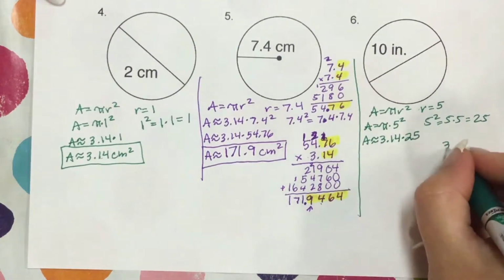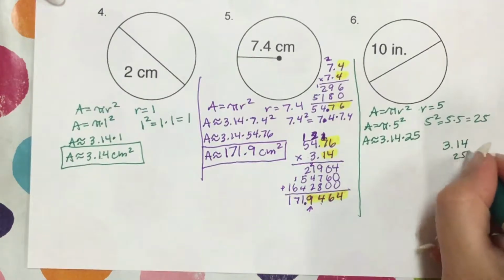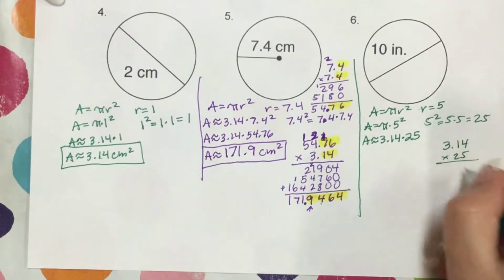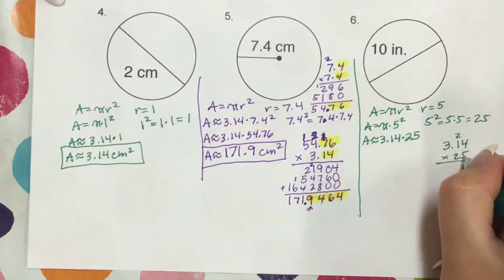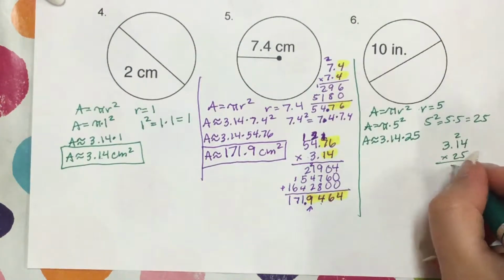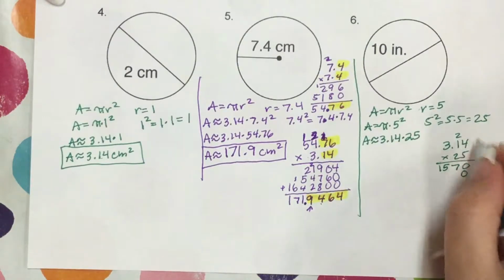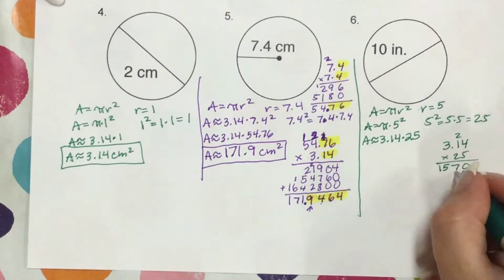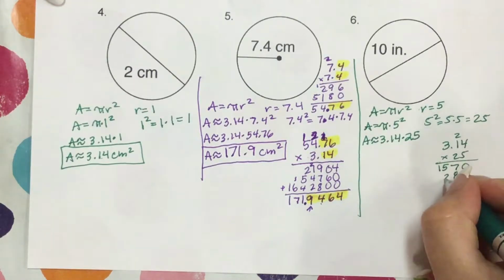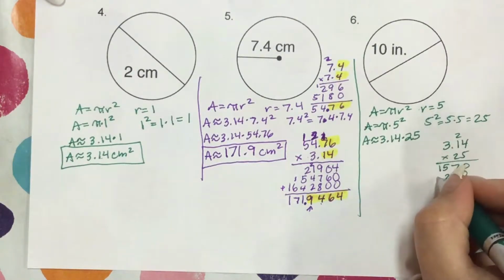And then we just do that off to the side. 3.14 times 25. 5 times 4 is 20. Write the 0, carry the 2. 5 times 1 is 5, plus 2 is 7. 5 times 3 is 15. And 0, here we go. We are multiplying right now. We are going 2 times 4, which is 8. 2 times 1, which is 2. 2 times 3, which is 6.